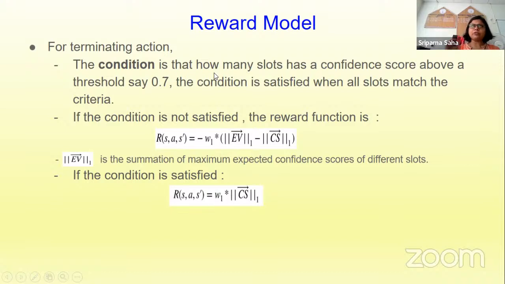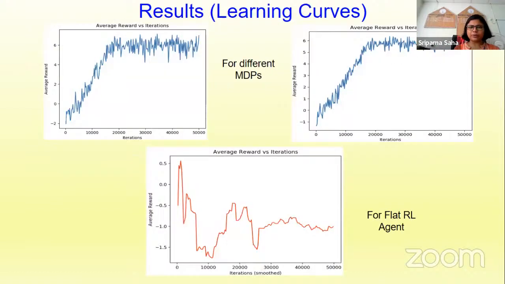But suppose when we are terminating, the confidence values of all the slots are not above 0.7. In that case, the reward is like this: EV minus CS. It is basically a penalty, because though we are selecting the terminating action, we have not reached the terminating state, since the confidence scores of all the slots are not above 0.7. So it is not a terminating state, but still we have selected the terminating action. So this is the reward function model.